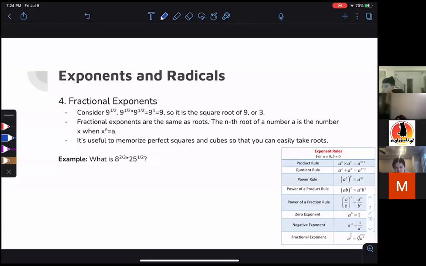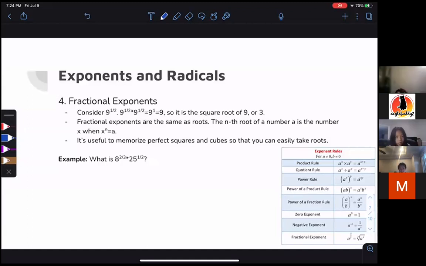Sure, I guess. So typically what you do is you first do the 8 to the power of 2/3, which is the cube root of 8 squared, which is cube root of 64, which means the answer is 4. And then you multiply 25 to the power of 1/2, which is the square root of 25, which is 5, and 4 times 5 equals 20.